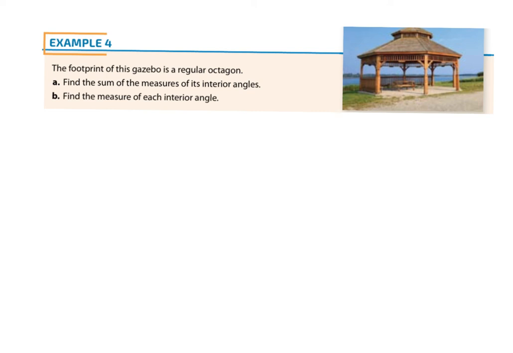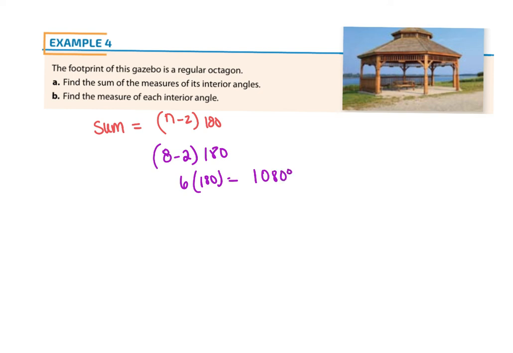All right, so I have an octagon. The sum of the interior angles. So to find the sum, I'm going to take the number of sides, subtract 2, and multiply by 180. In this case, I have an octagon. How many sides do I have? 8, all right? So I have 8 minus 2 times 180, which means I'm going to have 6 times 180, which should give me 1,080 degrees. That's if I took every angle inside and added it up, I would get 1,080.